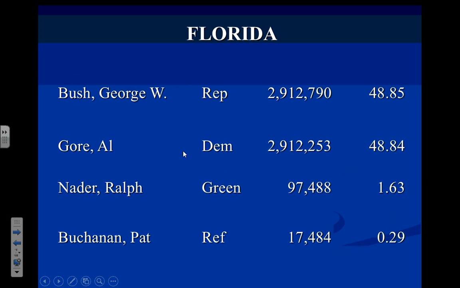So let's look at Florida. Bush got 2,912,790 votes. Al Gore, 2,912,253 votes. Approximately a 500 and some vote difference between them. But Ralph Nader got 97,000 votes. Pat Buchanan, 17,000. Now the Green Party candidate, right here, that's Nader. If Nader wasn't in the election, you can guess that these 97,000 would have voted for Al Gore.